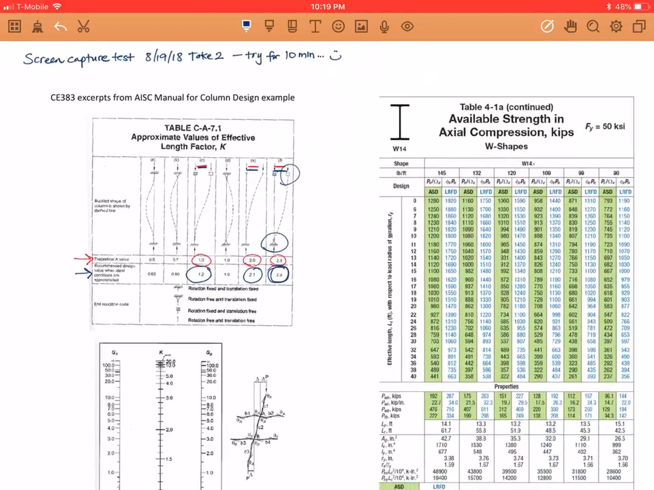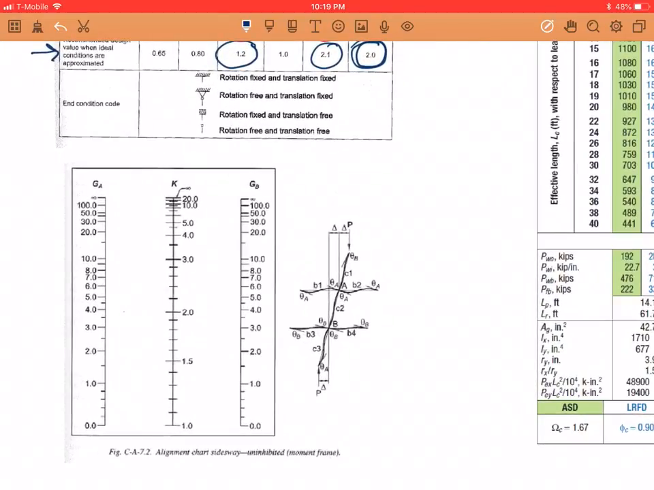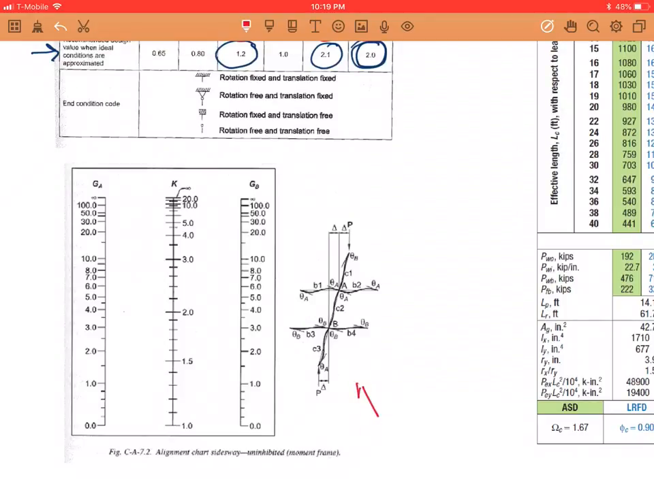So for this particular example, however, we are just using that table C-A-7.1 as a kind of guideline. Where do we expect the K factor to be for this particular column and the end restraint that we have at the beam-column joints? So we would zoom in here, and given the properties that we have for the columns as well as the beams, we would take a look at this little diagram here.